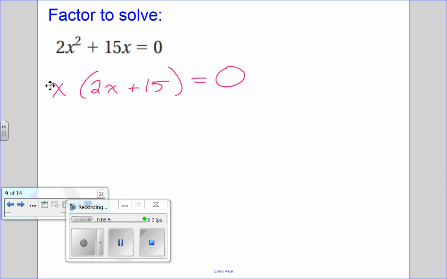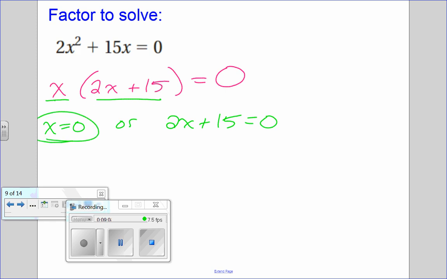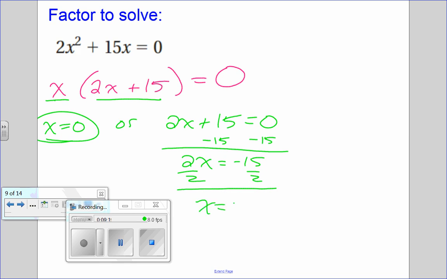So now we transition to using our zero product property. If this times this is 0, either x equals 0 or 2x plus 15 equals 0. This one's solved. That was easy. This one needs solved. What would I do, Ken? Minus 15. And then you divide by 2. So negative 15 over 2.